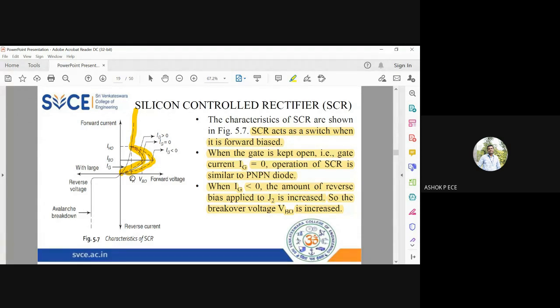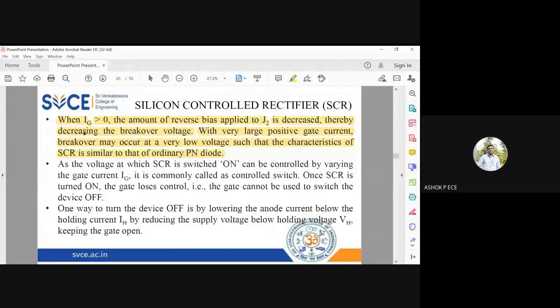When I give a negative gate voltage or negative gate current, this negative current is going to increase the reverse bias. When the reverse bias is larger, the majority carriers need more voltage to gain energy and cross the depletion region. So the breakover voltage is increased. When the gate current is positive, the reverse bias is less, thereby the majority carriers can cross the depletion region with a very small amount of voltage, so the breakover voltage is less.